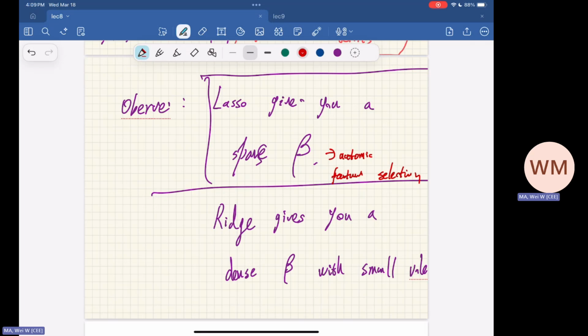This is a very good feature, particularly in bioinformatics, because you can automatically discard a lot of gene pieces and focus on some specific items. But ridge does not give you this property. Ridge still gives you a beta where all of the elements have numbers, but many numbers are very small. If you want to know why, this relates to a lot of issues. I'll skip the explanation.